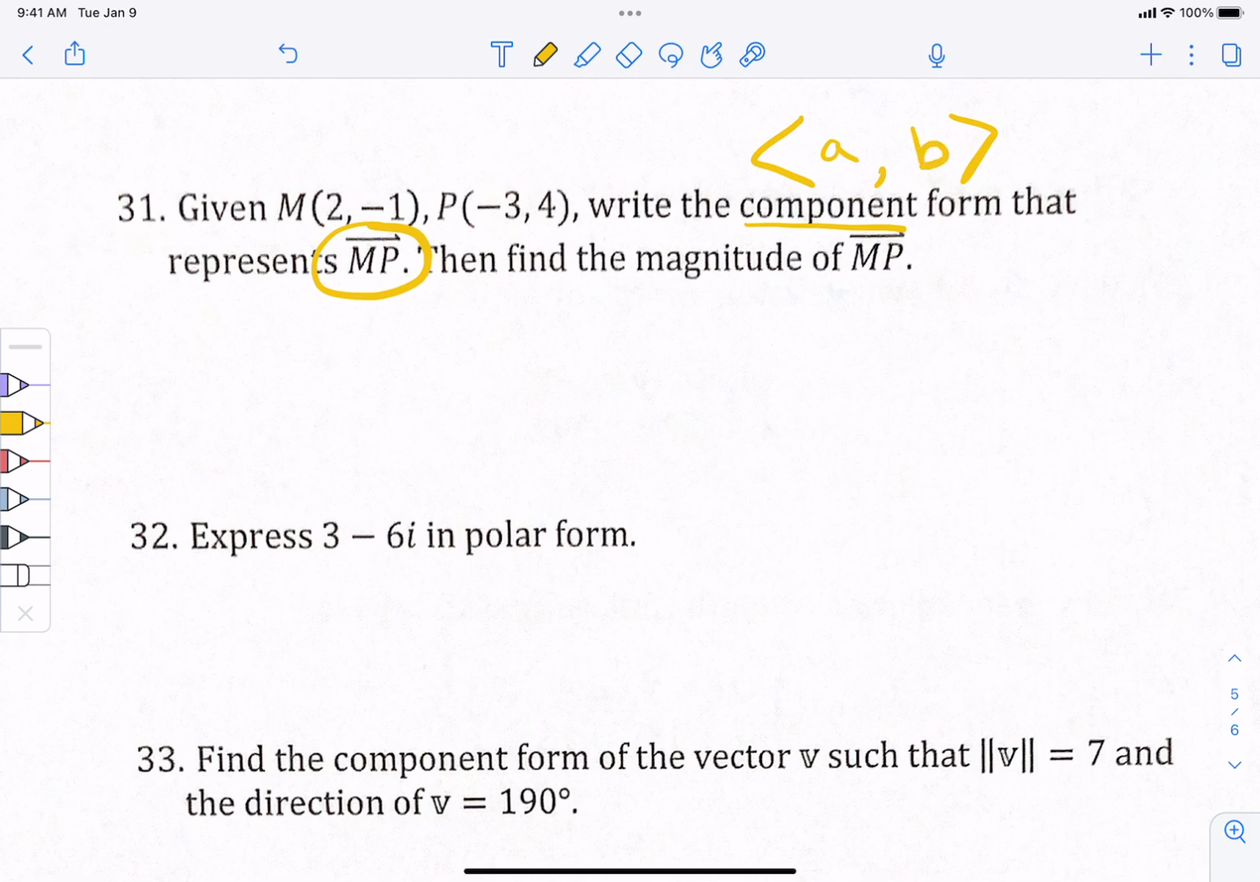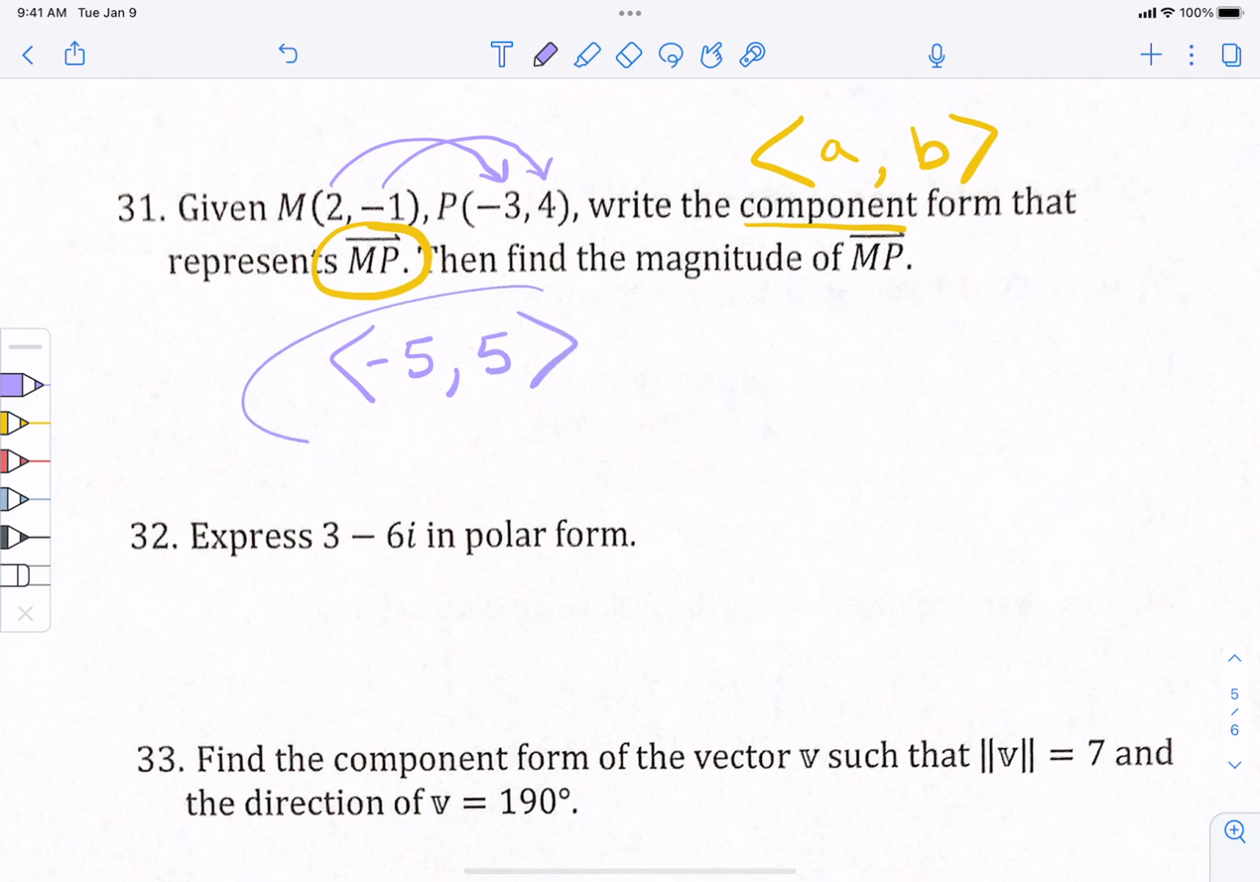So we are starting with 2 and going to -3. And if we're starting with 2 and going to -3, that means we're going down 5. So we put -5. And then if we're starting at -1 and going to 4, that means we're going up 5. Okay, so this is our component form. This is part of the answer.